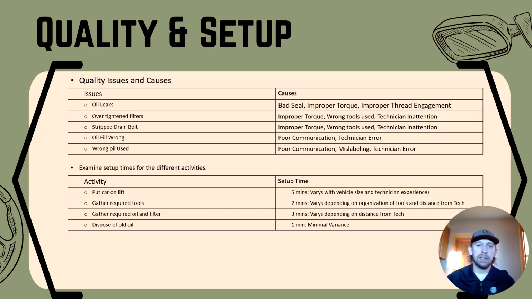On this slide, we're going to look into quality issues and what might cause them, and also the setup times and how they might vary. Some of the issues that we might see in the quality process for an oil change might be oil leaks, over-tightened filters, stripped drain bolts, the wrong amount of oil used, or the wrong oil in its entirety used. Some of that's going to be caused by technician error, but there also is some communication and possibly even miscalibrated tools that could cause some of those issues.